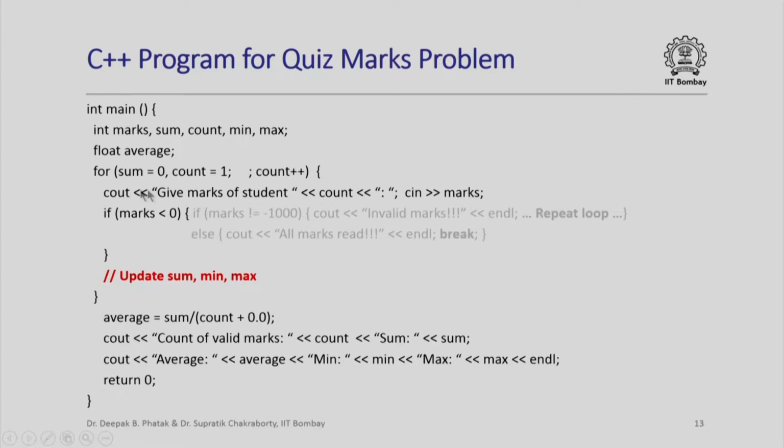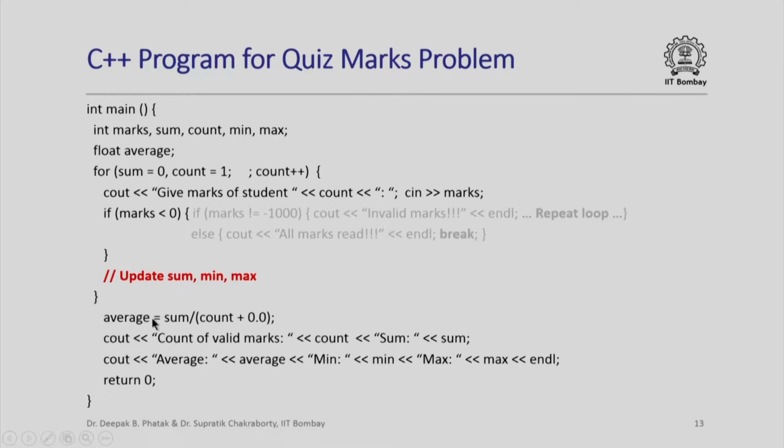Inside the loop body, I ask for the marks of a student, read the marks, and if the marks is negative, I have got to do something. Otherwise, I can update the different aggregates, sum, min and max, and then go back and iterate in the loop again. And once I have exited from the loop, I can compute the average and print out the count of valid marks, sum, average, min and max.